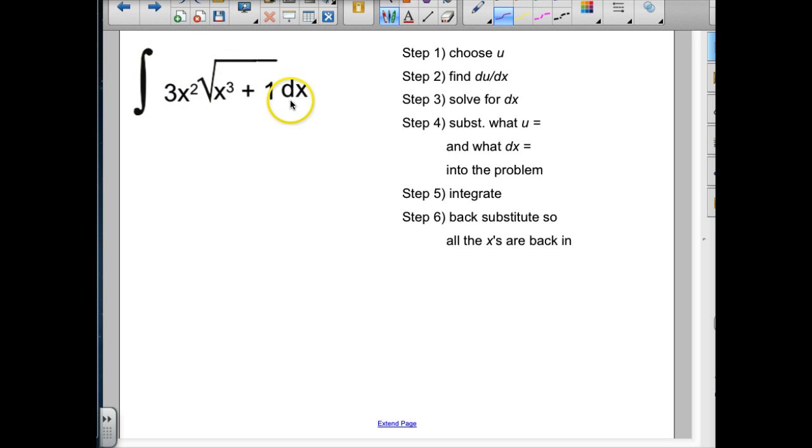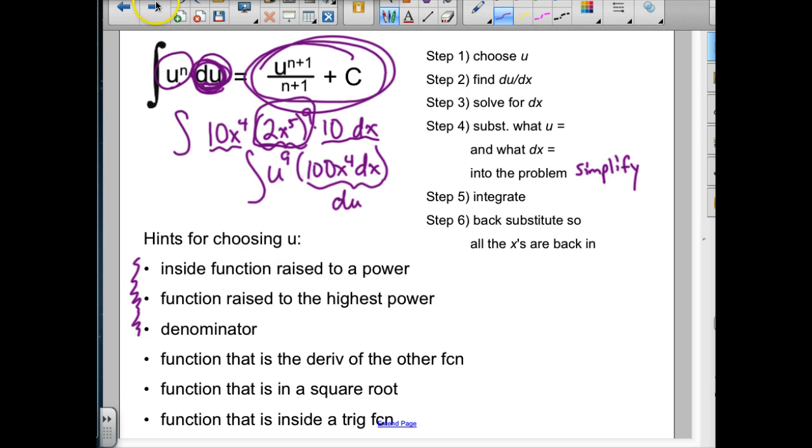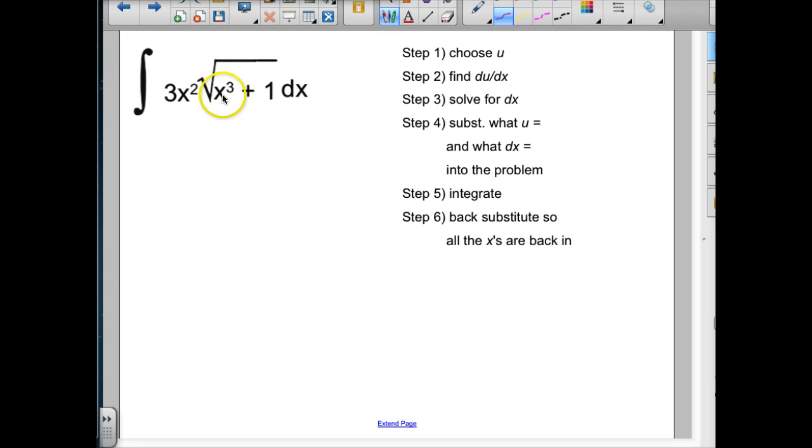So here's a problem. We have the integral of 3x squared times the square root of x cubed plus 1 dx. First step, notice that we can't simplify this. We can't multiply this in, we can't do square roots, so we know we have to use this thing called u substitution. Our first step is to choose u. Going back to our hints, do we have an inside function that's raised to a power? Kind of, because this is really 3x squared times x cubed plus 1 to the 1/2 power. Right? So we can use that.